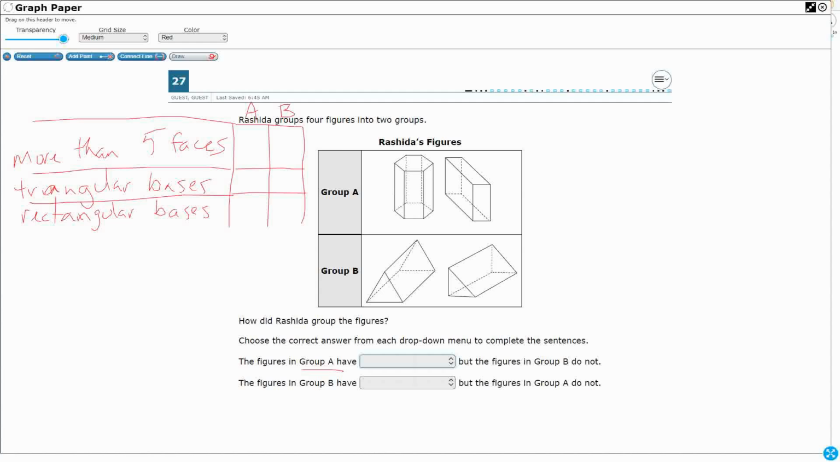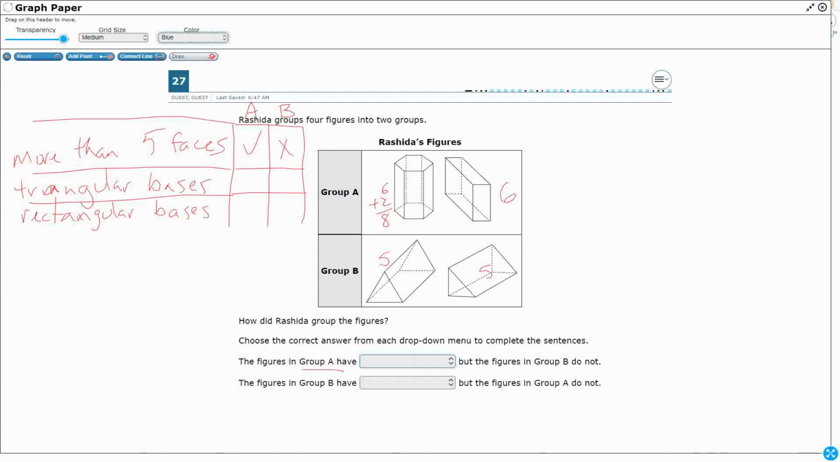And so group A, this is a hexagonal prism, so there are going to be 6 long strips of rectangles, and then I've got a base and a base, so that's a plus 2, for a total of 8 faces. And this is a rectangular prism. Those have 6 faces. So does group A have more than 5 faces? Yes. And group B is the same. They're both triangular prisms. And they've got 3 rectangles and 2 triangles. So they're both 5 faces. So more than 5 faces? No. So that could be an answer there.